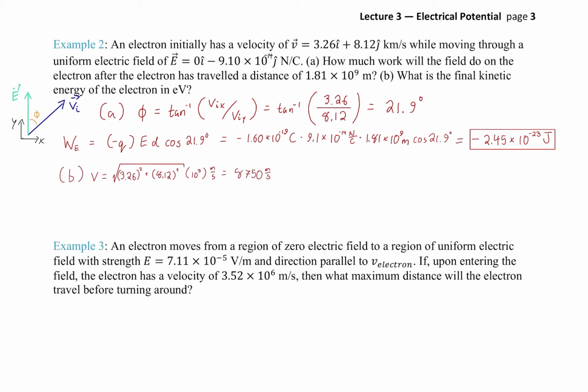Okay, so then we're going to go ahead and look at our velocity here. What I'm doing here is I'm just finding the magnitude of the initial velocity just by considering the two components of the initial velocity. Okay, and I converted it from kilometers to meters. All right, so I get 8,750 meters per second.